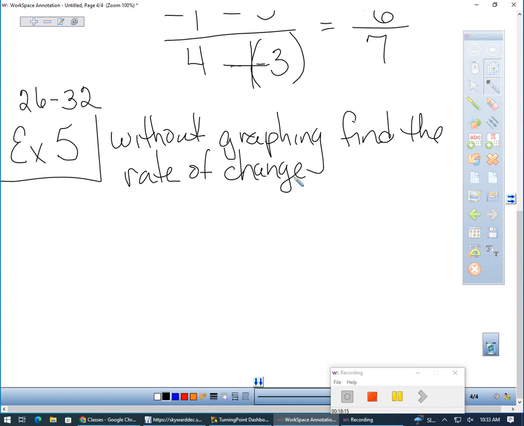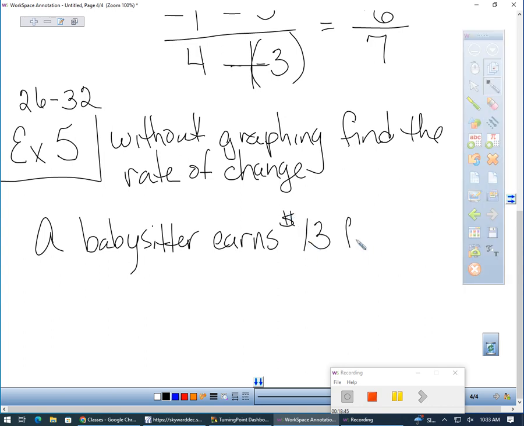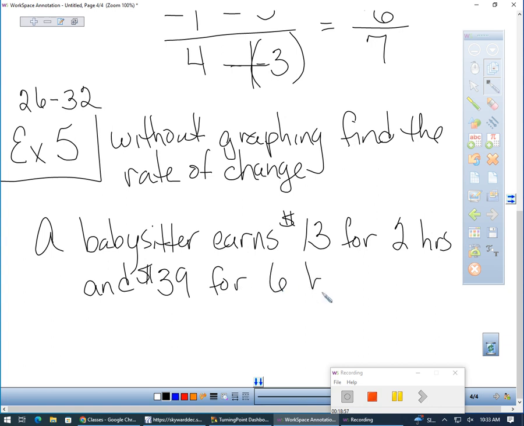Now here I'm going to change it up a little bit. What if I said to you, a babysitter earns $13 for 2 hours and $39 for 6 hours.